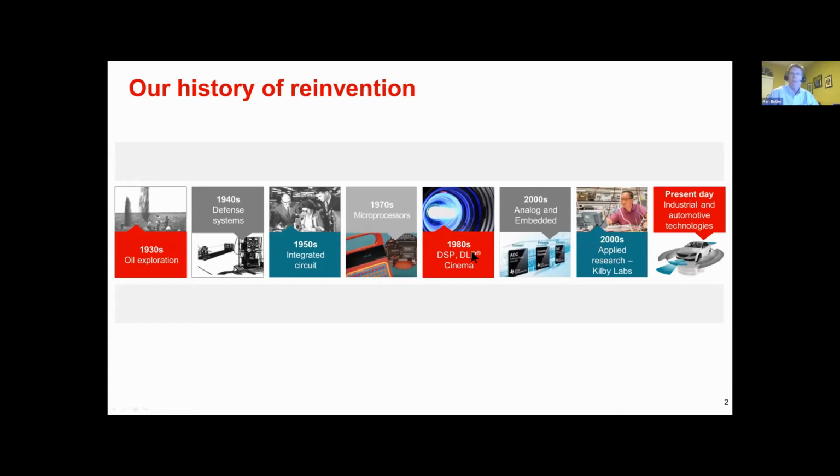So TI itself, if you're not aware of it, started actually in the 1930s as an oil exploration company. And in the early years, they were working on seismographic equipment for oil exploration. And then in the 1940s, they got into the defense business and started taking some of their technologies and moving them into that space. And then in the 1950s, of course, everybody's familiar with Jack Kilby and his invention of the integrated circuit in 1959, which really drove our company and the industry into the integrated circuit business, which we continue to this day.